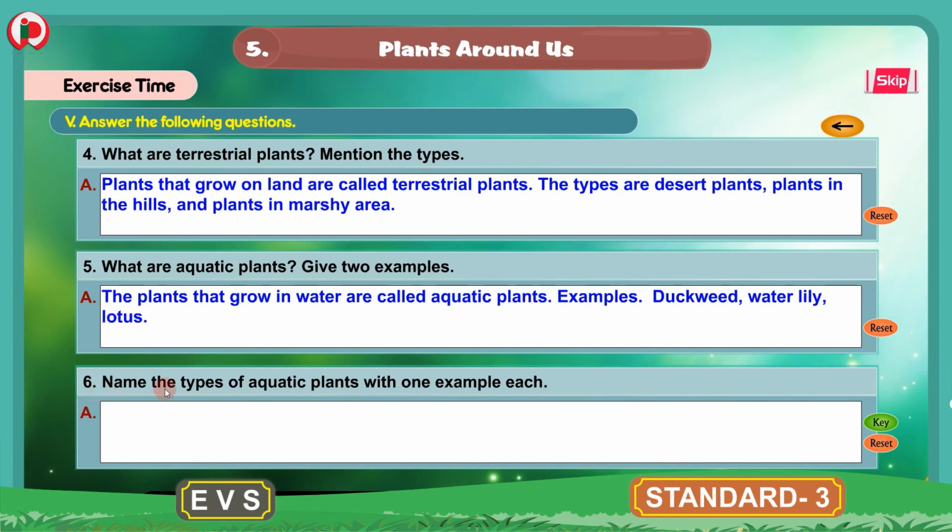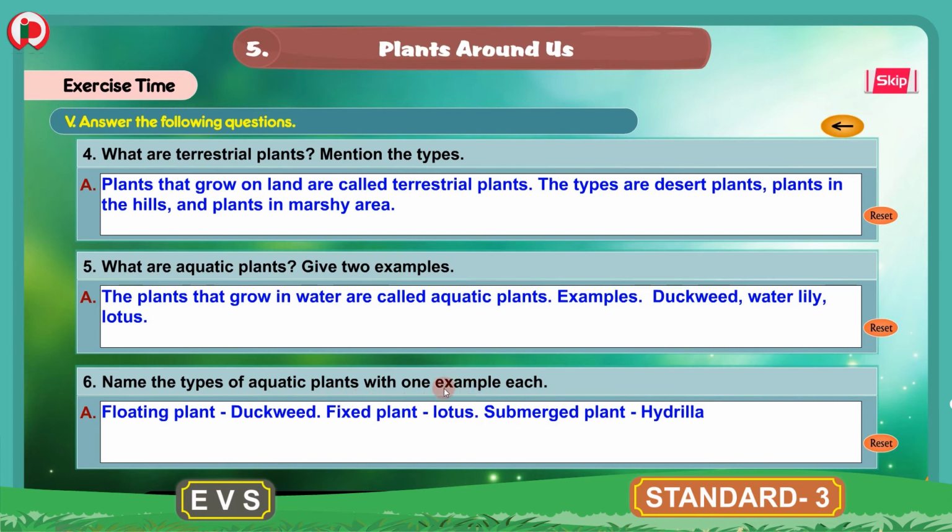6. Name the types of aquatic plants with one example each. So here the answer is: the types of aquatic plants are floating plant and the example is duckweed. Fixed plant, the example is lotus. And submerged plant, the example is hydrilla. So these are the 3 types of the aquatic plants. Floating plant, fixed plant, submerged plant are the types of the aquatic plants.